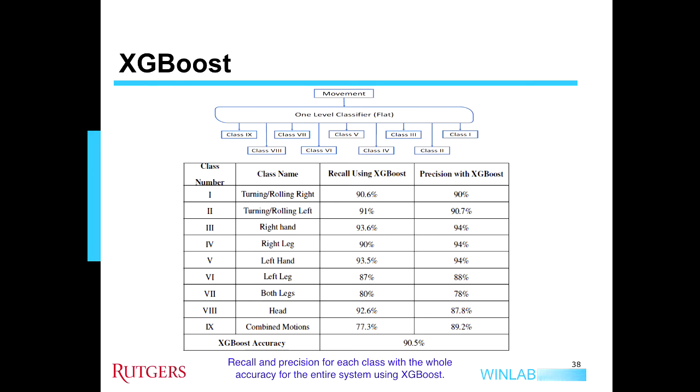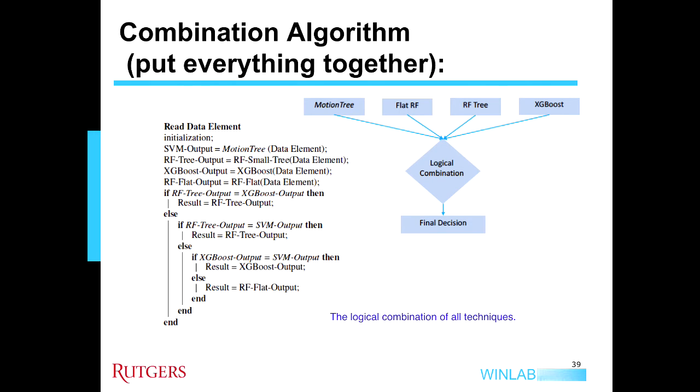Now we have explained 3 techniques: SVM, random forest, and XGBoost, with different topologies. How about putting everything together? How about combining all these 3 techniques in one final decision, instead of having 3 results? So we were thinking of using some logical combination.